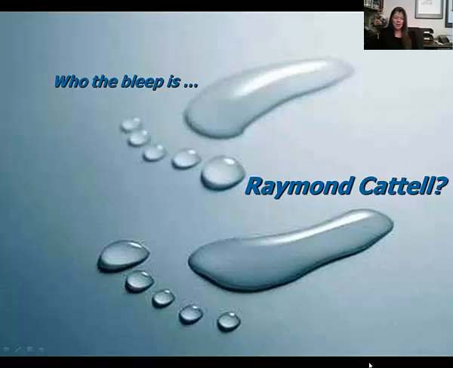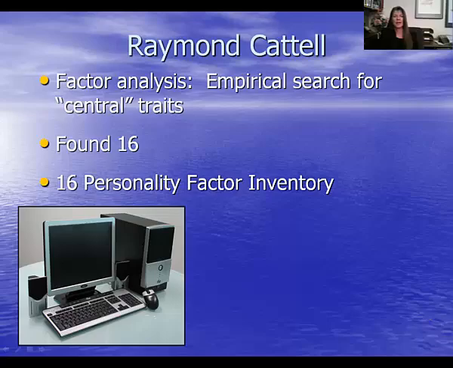Next in the trait approach, we have Raymond Cattell. And this is where we start to see an answer to this big question: how do we find the main traits? The answer really came through a statistical analysis process called factor analysis. It's not like Raymond Cattell was the first person to use factor analysis, but he was the first person to use it for this purpose.